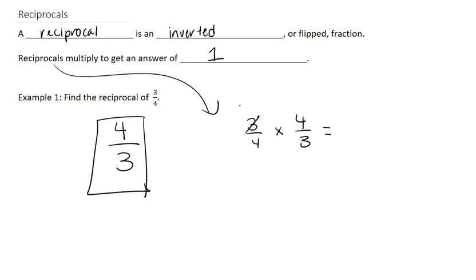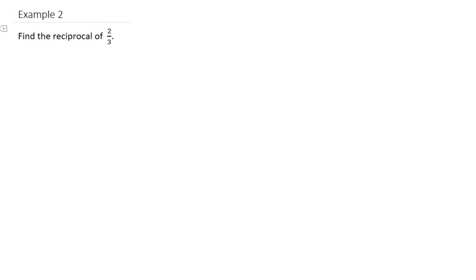What we would do is this becomes 1, this becomes 1, this becomes 1, and this becomes 1, because we can cancel before we even multiply, so we just get 1 as our answer. So we know we did it right. Now let's look at another example.